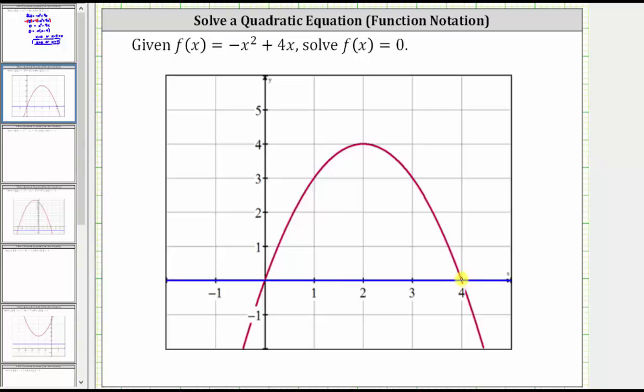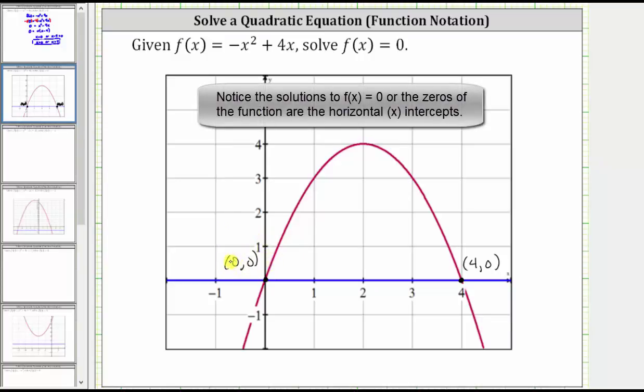Notice how this point of intersection is represented by the ordered pair 4, 0, which means when the input or x value is 4 and the output or function value is 0. And the second point of intersection is this point here, the origin, which is given by the ordered pair 0, 0, which means when x or the input is 0, the output or function value is also 0. So this graph does verify our two solutions are x equals 0 or x equals 4.